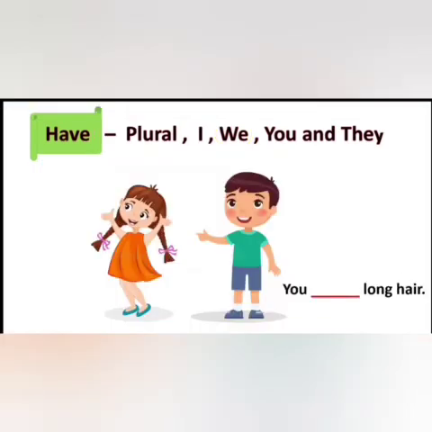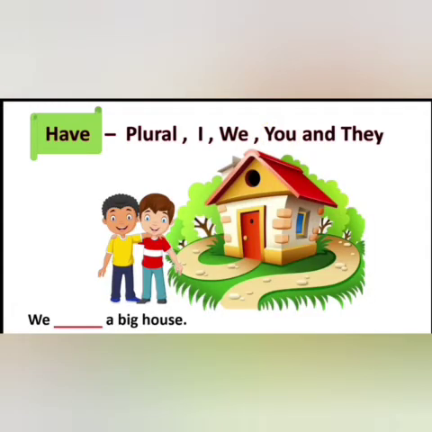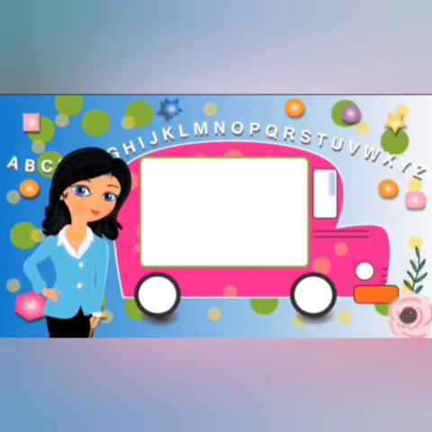Now next one, you dash long hair. So now look at the rule box. You is there. So with you we will use have. So the sentence will become you have long hair. Next one, we dash a big house. Kids, I told you that with we use have. So we have a big house. Now kids, I just hope that you have understood when to use have and when to use has.